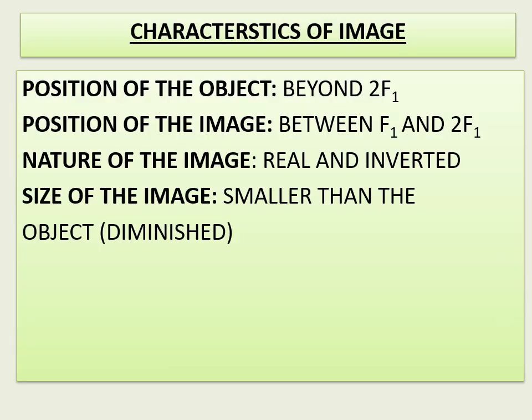So coming to understand what are the characteristics of the image formed at this position. What is the position of the image here, with the object beyond 2f1? Position of the image formed is between f2 and 2f2. So nature of the image is real and inverted. Size of the image is smaller than the object. Here the condition is you have to write only diminished.